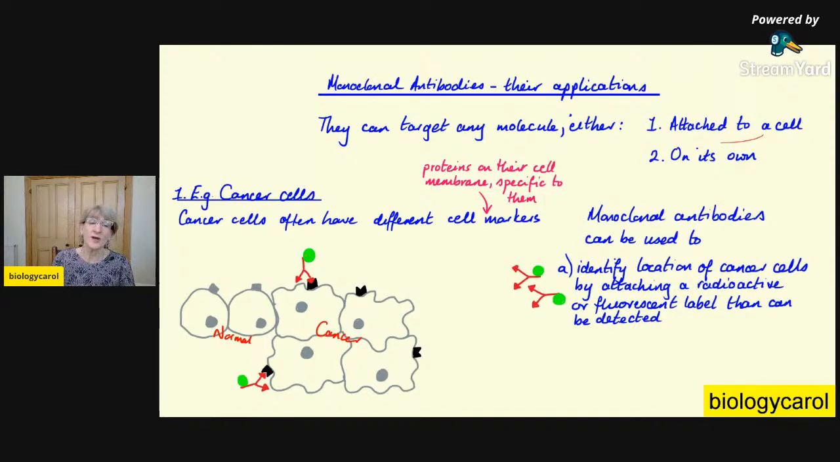And as a result of these nice little fluorescent tags or radioactive tags, we can detect exactly where the cancer is in the body. Oh, I've got a question. Let me answer that. Oh, yes. Thank you.